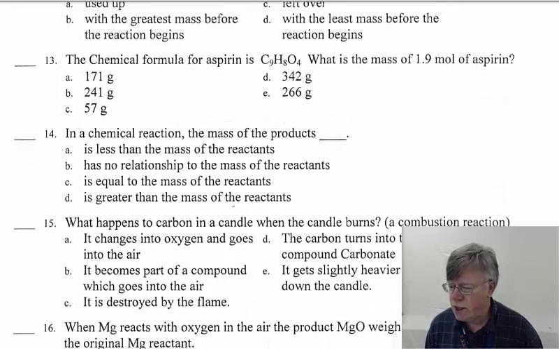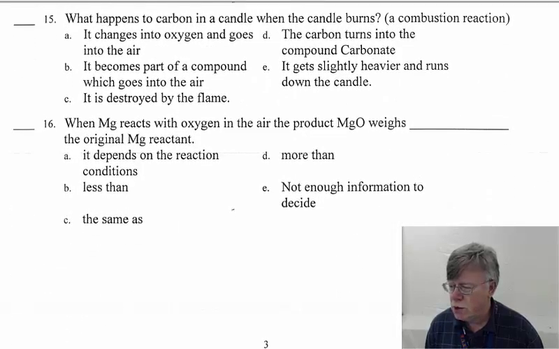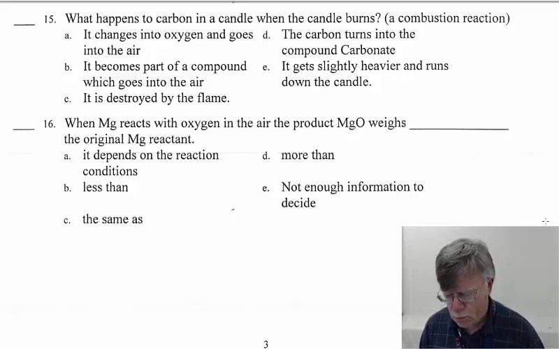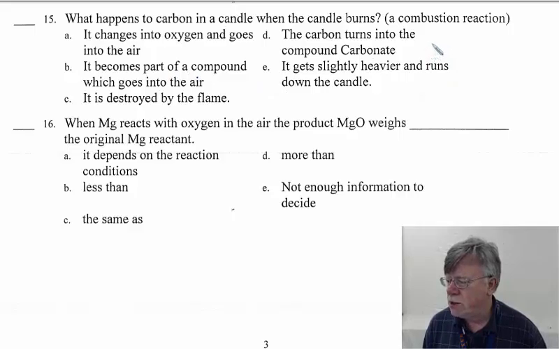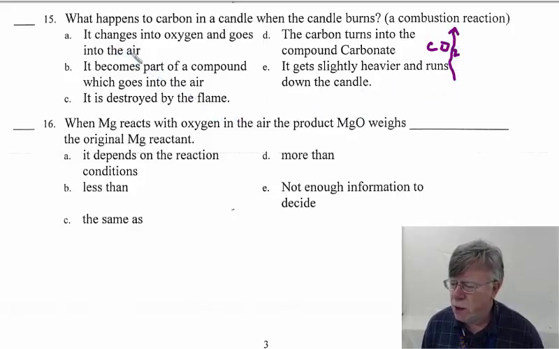So let's go ahead and advance the test here a little bit more, almost to the end. Okay, what happens to carbon in a candle when the candle burns? The carbon becomes carbon dioxide, which, as you know, is given off as a vapor. So the best possible answer here is that it becomes a part of a compound, namely CO2, which goes into the air.